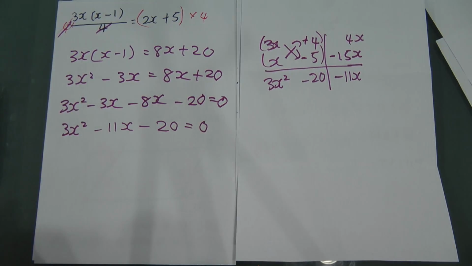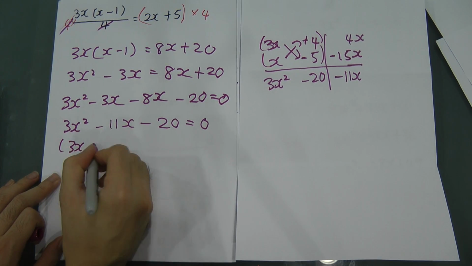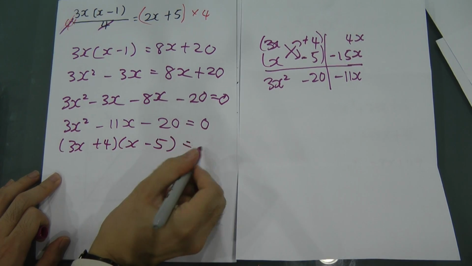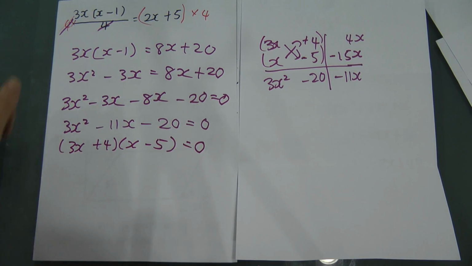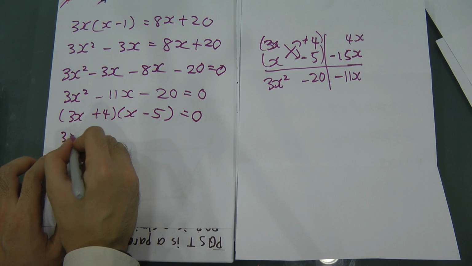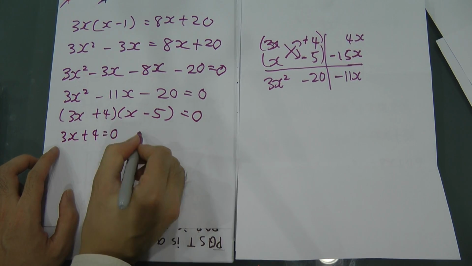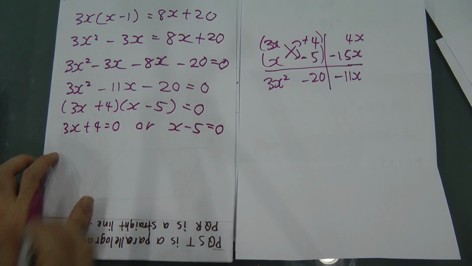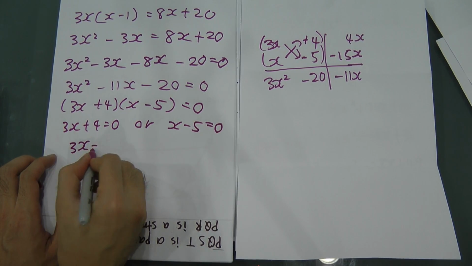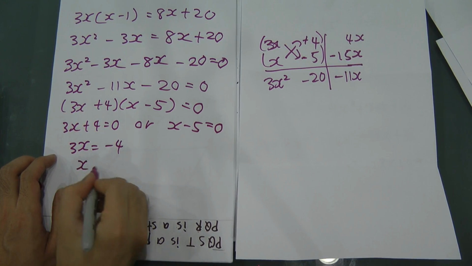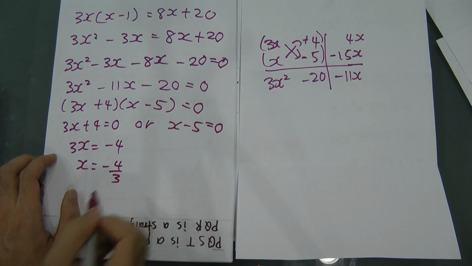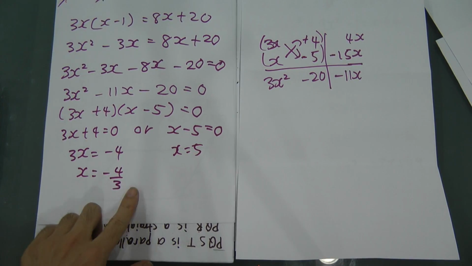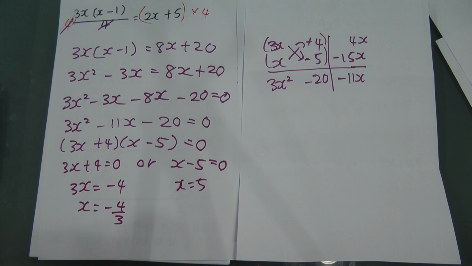So if correct, I know this one is called 3x plus 4 multiply x minus 5 equal to 0. Okay, and then I know I have to write 3x plus 4 will equal to 0, or x minus 5 will equal to 0. Okay, then I just solve this one. 3x will equal to -4. So x will equal to -4 over 3. Okay, this one x will equal to 5. That's all for the quadratic equation.